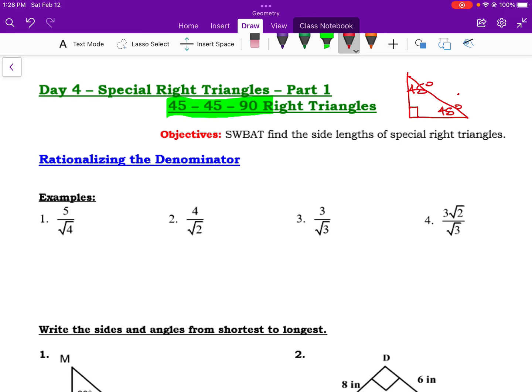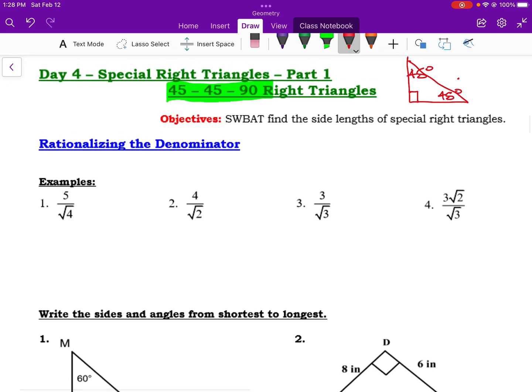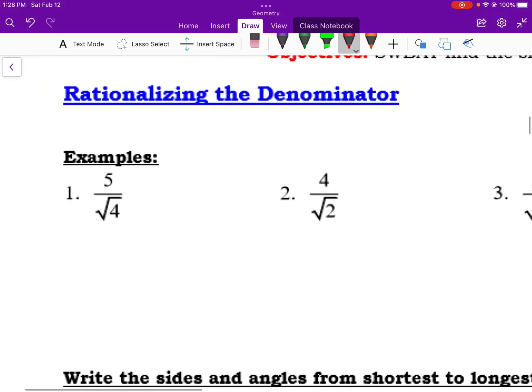That's going to set up special ratios that exist between the sides of the triangle so that we're actually able to solve for unknowns with a shortcut, more or less. So before we get into that, we are going to have to revisit rationalizing the denominator. This is just a skill that we will use when we are simplifying answers. Just by default, we don't like radicals in the denominator. We don't like to keep that there.